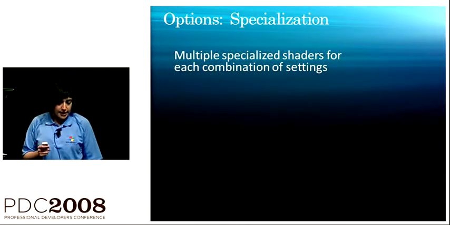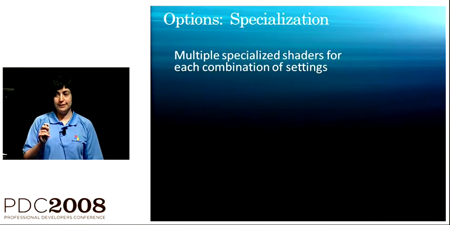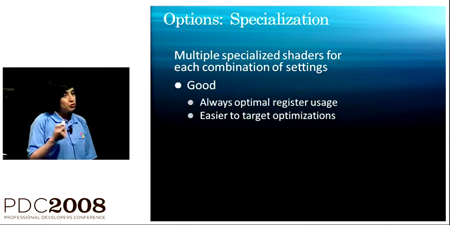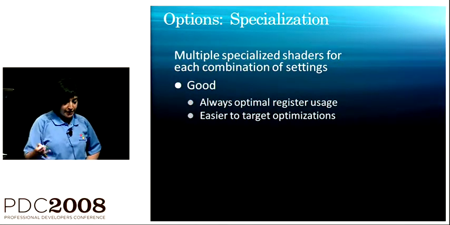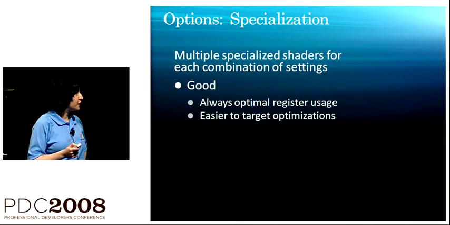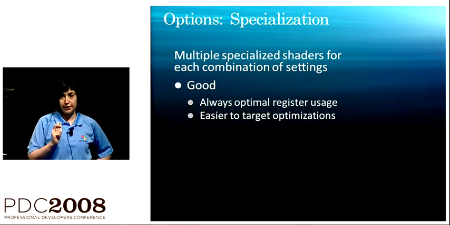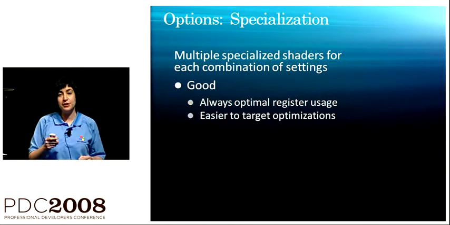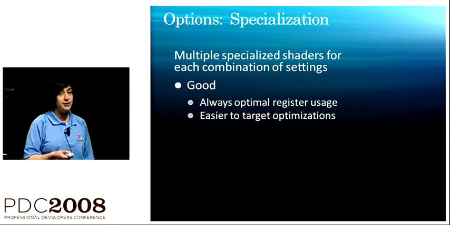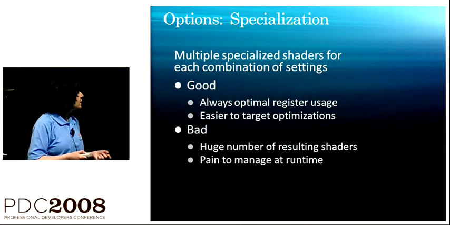Now, another option is to do multiple specialized shaders for each combination of settings. This is good because then you're going to use the shader function that you actually need, and you're going to get the optimal register usage for that function. It's easier to think about optimizations when you're writing the code, because you're saying, I have exactly this number of lights and exactly this material. And for the compiler, it's much easier to tease out those optimizations. So in two ways, it makes it easier to target optimizations for this kind of code.